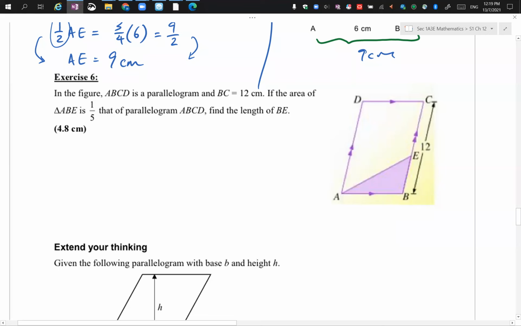Okay, now your job. Find the common perpendicular height for the triangle ABE and parallelogram ABCD. Where is the common perpendicular height? You can rotate your iPad such that you consider all 4 sides, which is suitable as a base that will result in a common perpendicular height. Okay, try it by yourself.